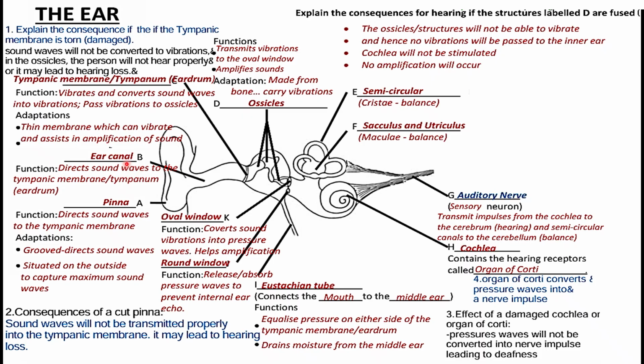And then we go on to the eardrum. The eardrum is the same as the tympanic membrane, or in short, tympanum. The function is to vibrate. It vibrates and converts sound waves into vibration. So its function is to vibrate so that it will convert sound waves into vibration. And then it passes on the vibrations to the ossicles.